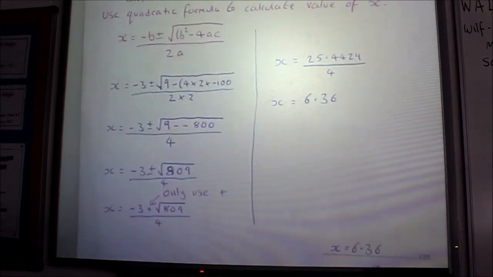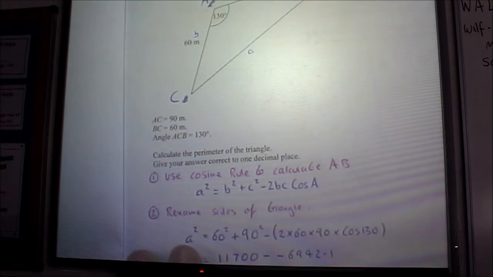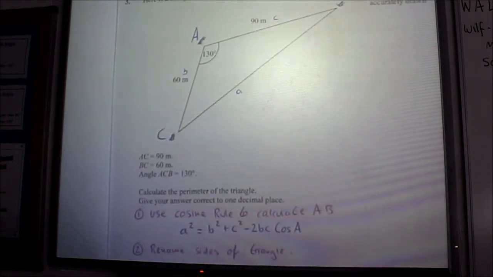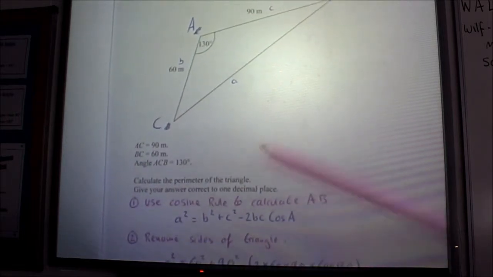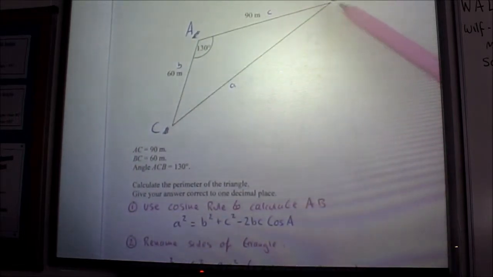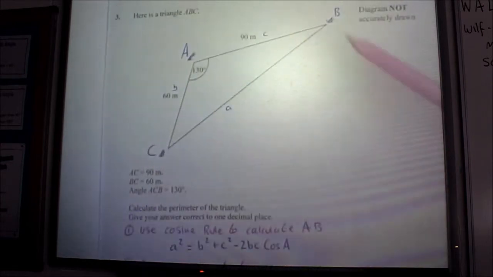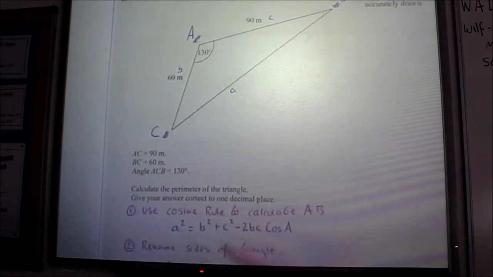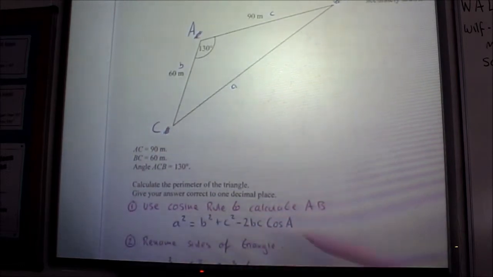There you go. Question number 3. Here's a triangle ABC. Calculate the perimeter of the triangle. Okay, step 1. Use the cosine rule to calculate AB. When it says calculate AB, then that's this length here. I've renamed the sides because I use them later on. So the cosine rule is a squared equals b squared, add c squared, minus 2bc cos A.